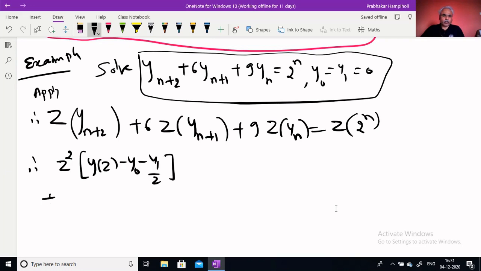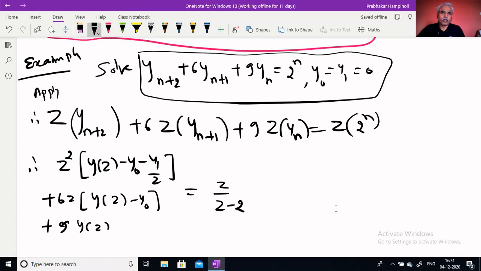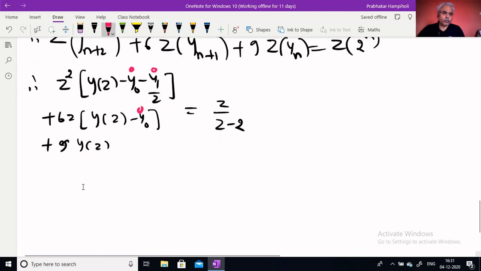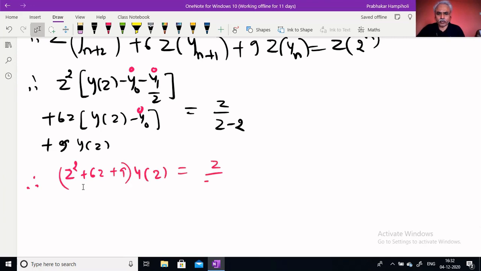So we are trying to get used to it. Using shifting theorem, z square y of z minus y0 minus y1 by z plus 6 times z into y of z minus y0 plus 9 times y of z equal to the right hand side z by z minus 2. Now we know that all these values are y0 0, y1 0, y0 0. So if I utilize that to frame the next equation, z square plus 6z plus 9 of y of z equal to z by z minus 2. So here y of z by z is very clear. This becomes z plus 3 whole square, and right hand side as it is.